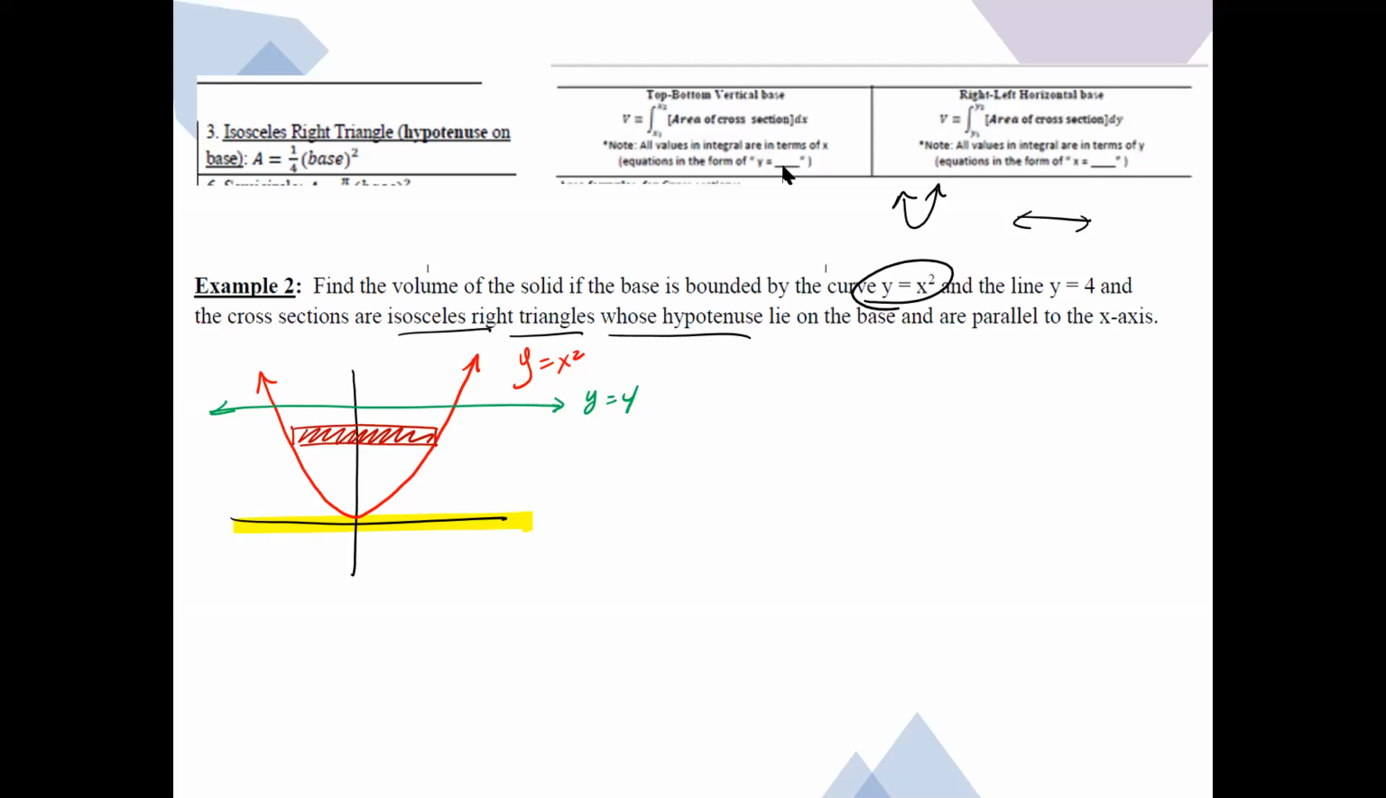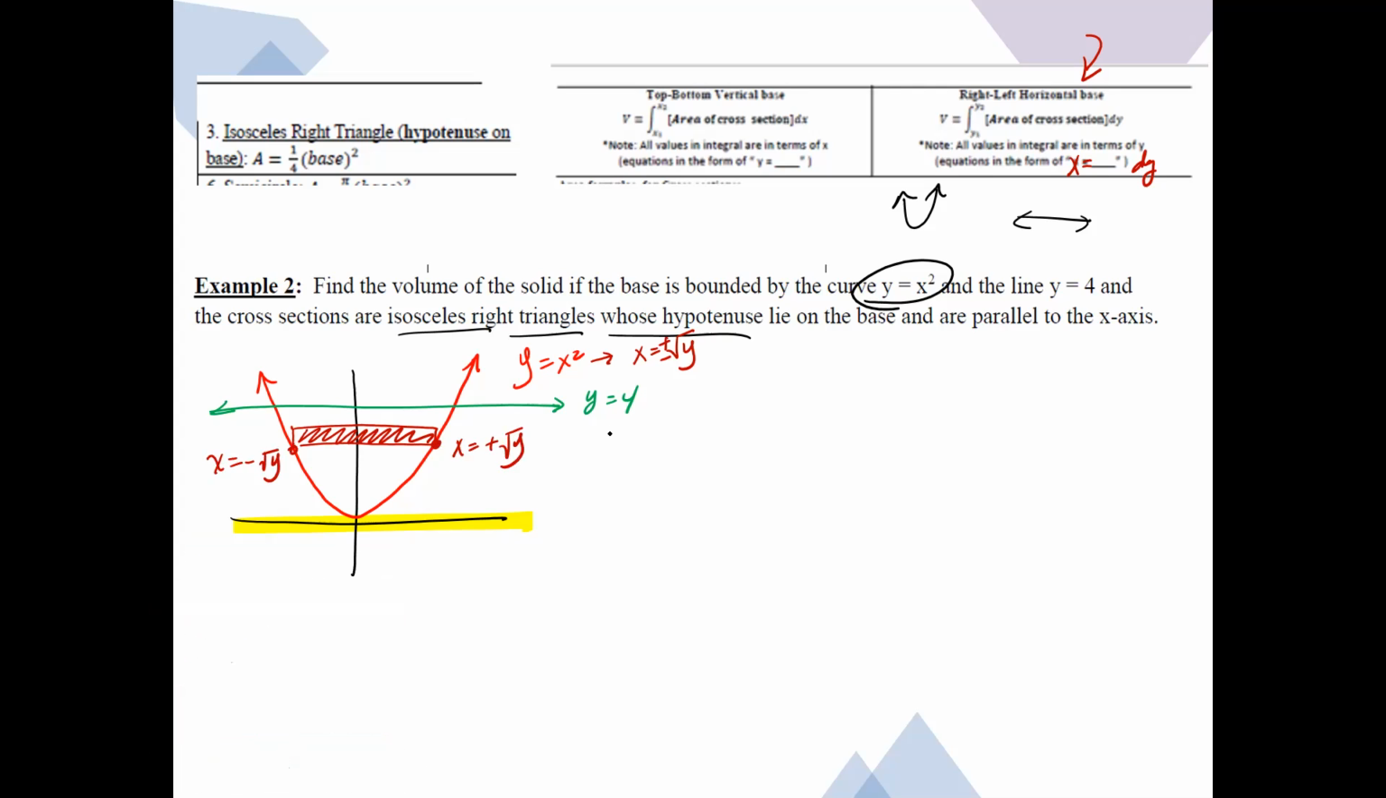As we're looking at this, the isosceles right triangle area is 1/4 base squared. Given the fact that your base is a horizontal line, everything is going to be solved for x in terms of y. So if I solve this for x, I will have x equals plus or minus the square root of y. The right side is x equals a positive square root of y, and the left side is x equals a negative square root of y.